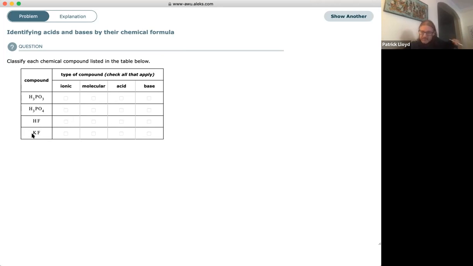I'm sorry, metal, non-metal, but no, remember the ionic bases have the hydroxide in them, like KOH. This doesn't have the OH, so it's not an ionic base. It doesn't have a hydrogen, so it's not an acid to begin with. So it doesn't look like it's either of those. It's just an ionic compound. So we just write here ionic, right? Potassium is a metal, fluoride is a non-metal, so that's just an ionic compound.